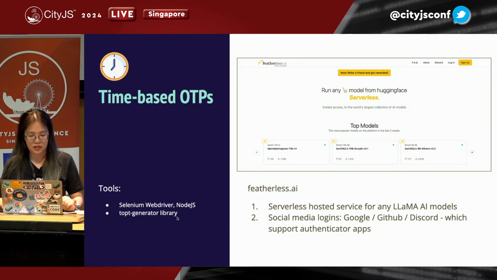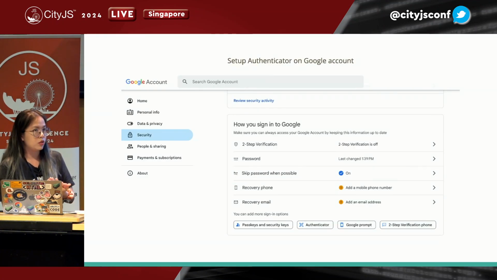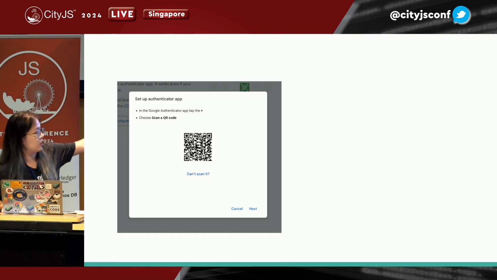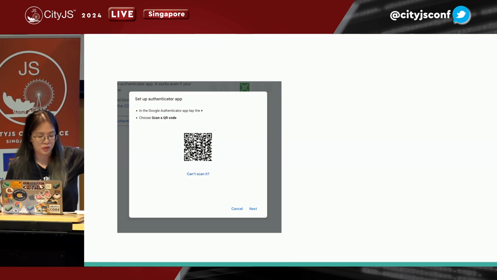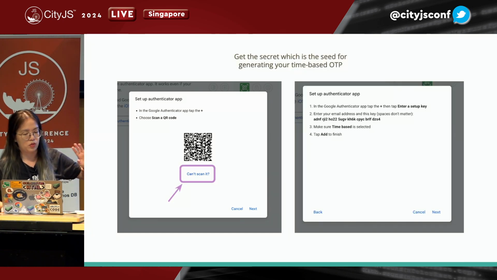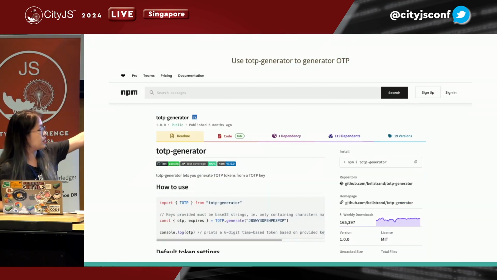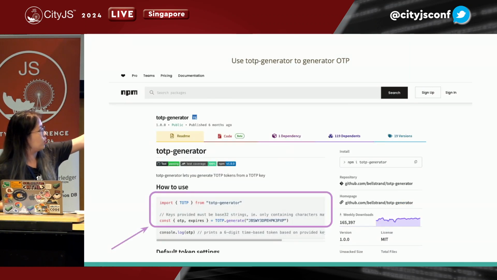Okay, so let's have a look. Before you run the automation, you first need to get your secret. For Google, it's quite straightforward. Once you go into your account, you click on Authenticator, and then you get a QR code, but just say that you can't scan the QR code, and then this will give you the secret over here. So you grab that secret, and then we can use this library to generate our OTP.